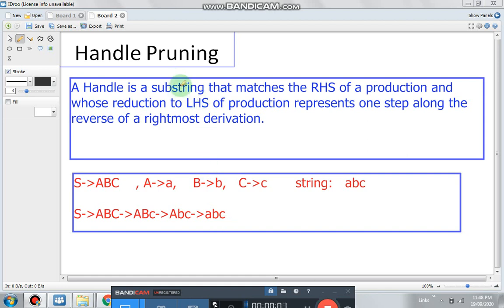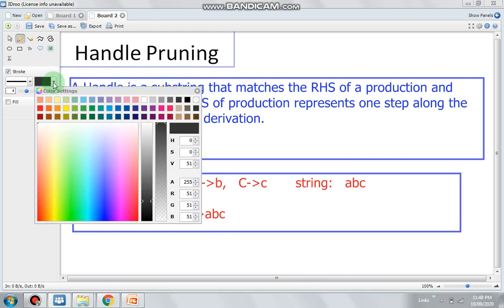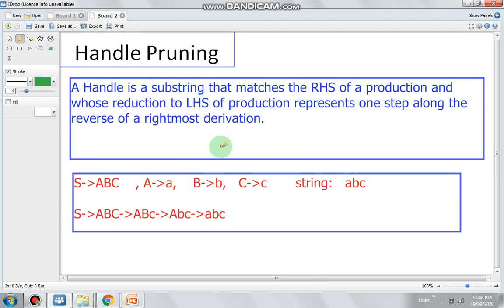Hello everyone. In this video of compiler design, we are going to see handle pruning, that is used to find out rightmost derivation in reverse order for an input string in bottom up parsing. So what is the use of handle pruning? It is used to find out rightmost derivation in reverse order in bottom up parsing.